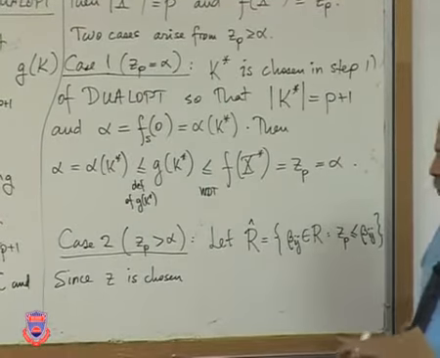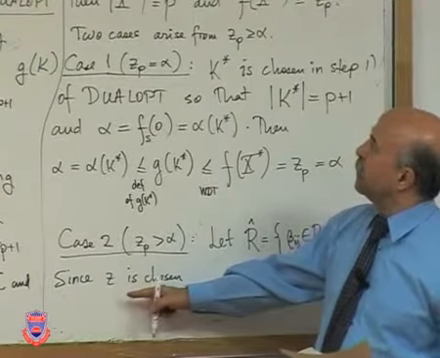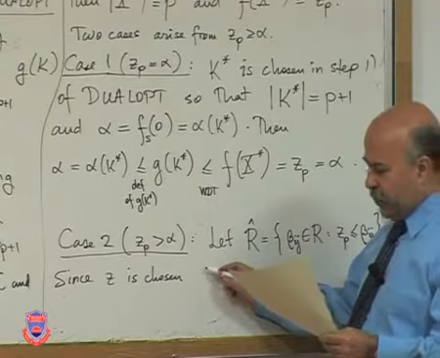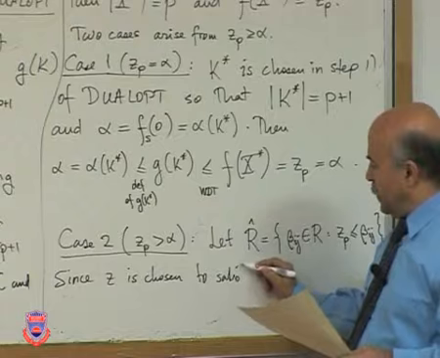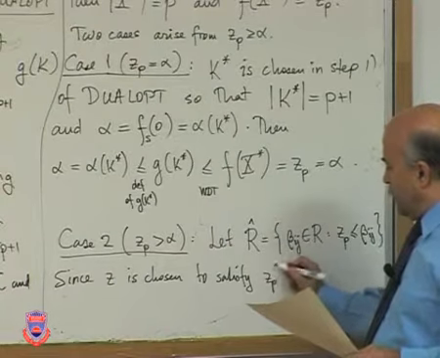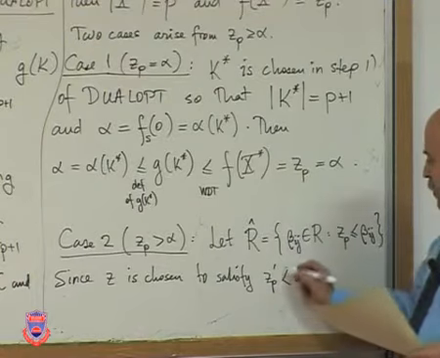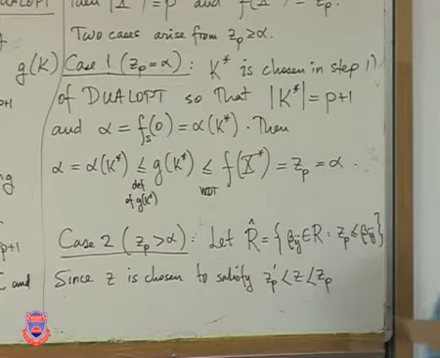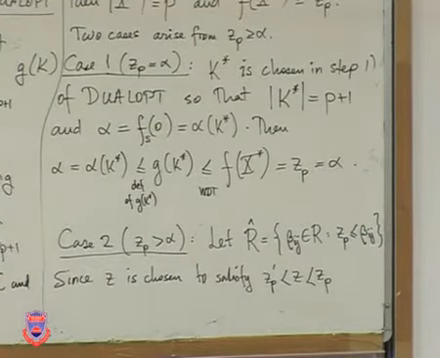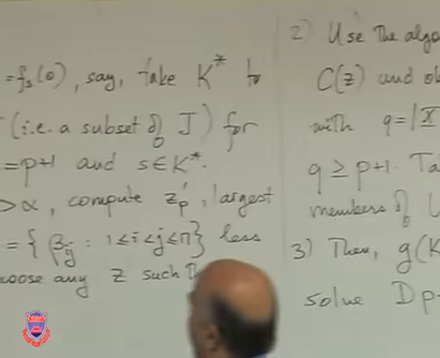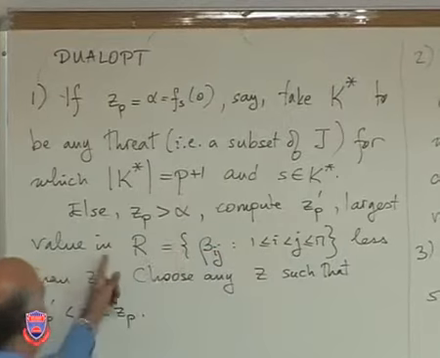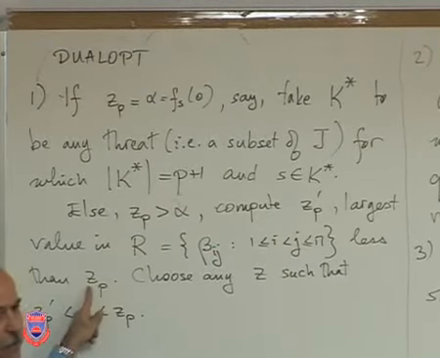So the algorithm Duality solved the covering problem by picking a value z. And what was special about z? Z is chosen to satisfy the inequalities zp prime less than z, which is less than zp. That's the second step of the algorithm. And what was ZP prime? ZP prime was the largest value in R, which is less than ZP.